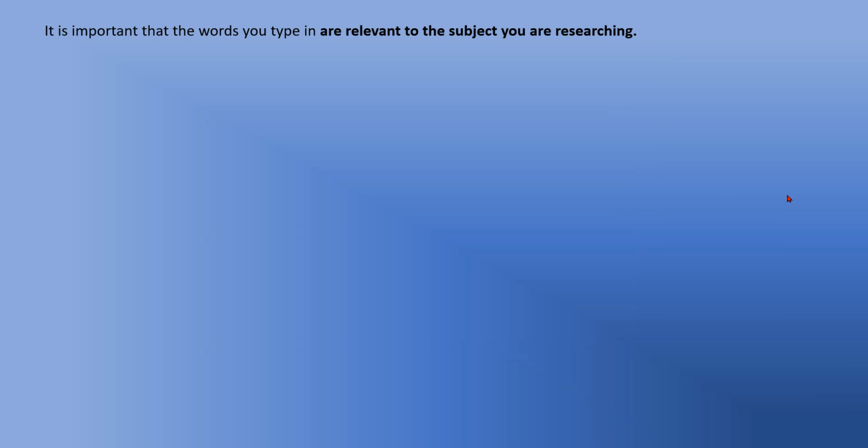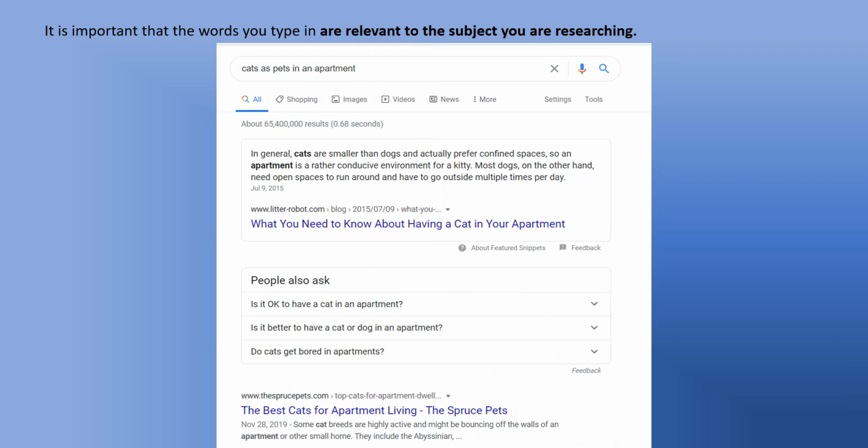It is important that the words you type in are relevant to the subject you are researching. So I got more specific here. I typed in cats as pets in an apartment. And look, I got more information and it's more pertinent. It's closer to what I want. I got fewer results, but the results are better. So this particular site says, in general, cats are smaller than dogs and actually prefer confined spaces. So an apartment is a rather conducive environment for a kitty.